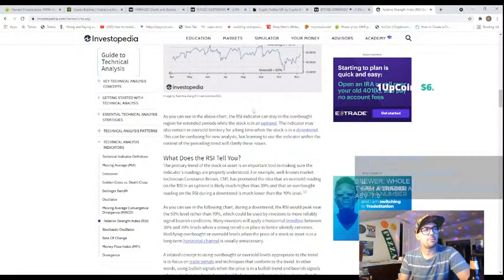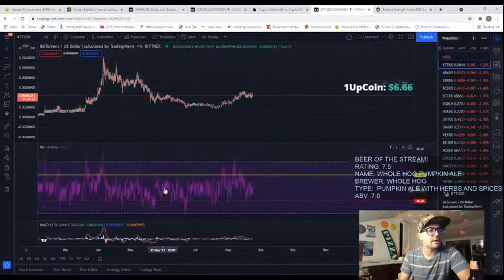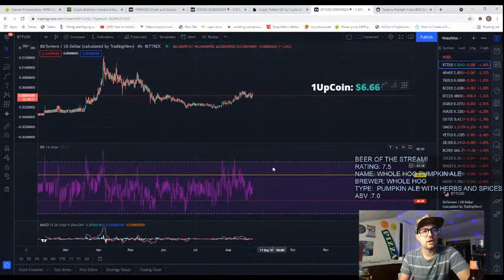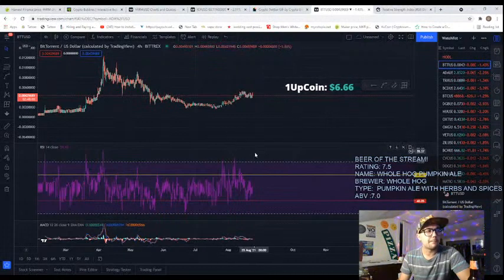As you can see in the chart above, the RSI indicator can stay in the overbought region for extended periods while a stock is in an uptrend. So what does that mean? That means that when the relative strength index reaches above about 70, 60, 70, it's up in the overbought zone. 80, all up in there. So it could show being overbought, but that's fine.